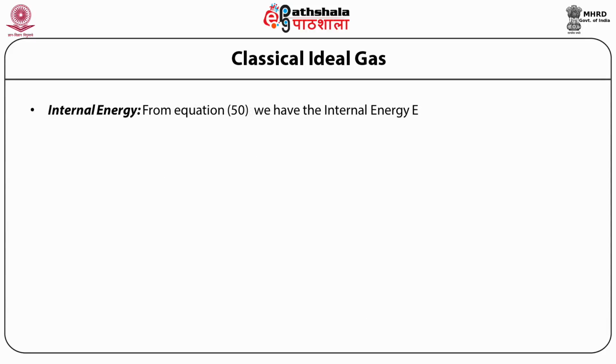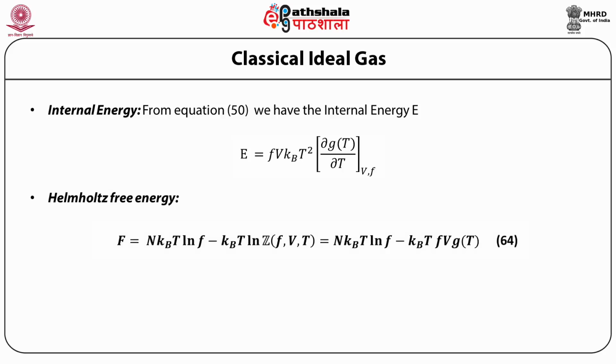From equation 50, we have the internal energy E equal to f times volume multiplied by Boltzmann constant multiplied by T square multiplied by the partial derivative of g with respect to T at constant volume and fugacity. Helmholtz free energy F can be written as n kBT log of f minus kBT log of the partition function, which is equal to n kBT log of f minus kBT multiplied by fugacity multiplied by volume multiplied by g as a function of T.